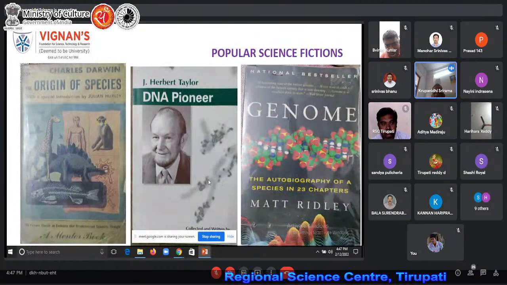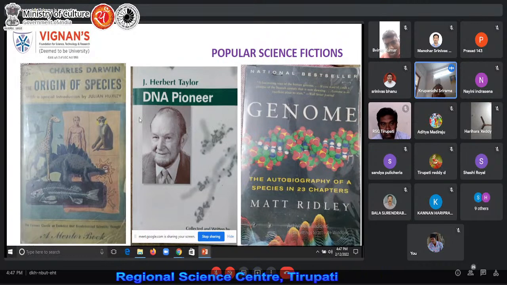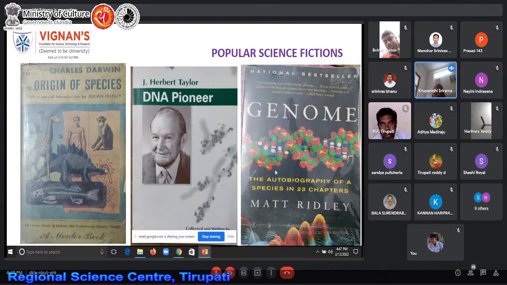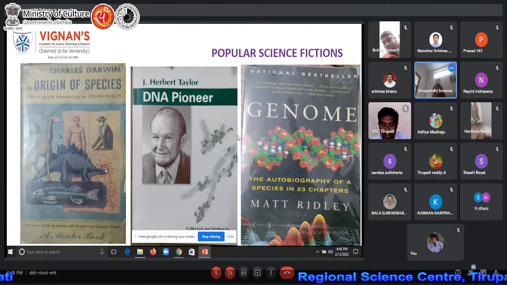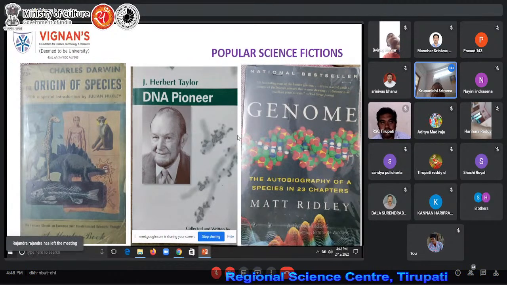We all have several Indian epics. Now, there are also popular science fictions: The Origin of Species, DNA pioneer, Genome, The Selfish Gene, and several other things. So every one of you, start reading this type of general scientific fiction, popular fiction. And I also tell youngsters like you to prepare small monographs, either on Charles Darwin, or on Lamarck, Gregor Mendel, or even Louis Pasteur and others.